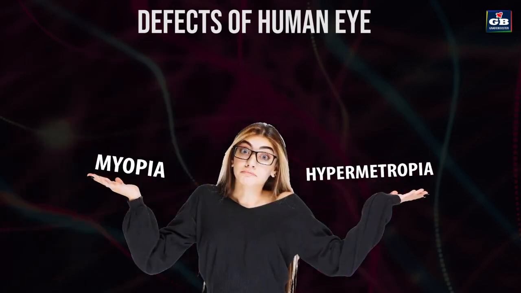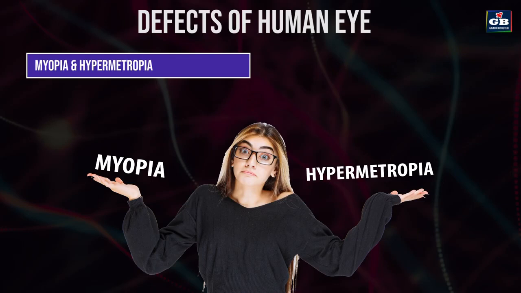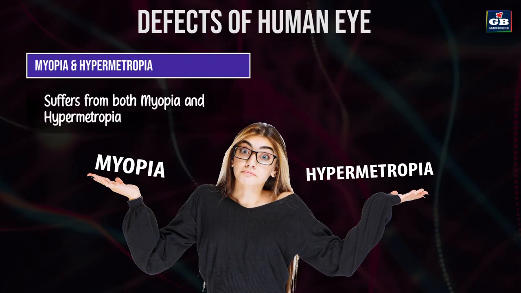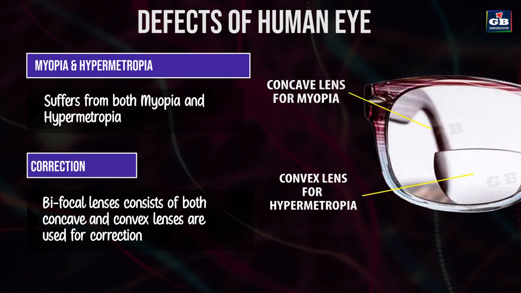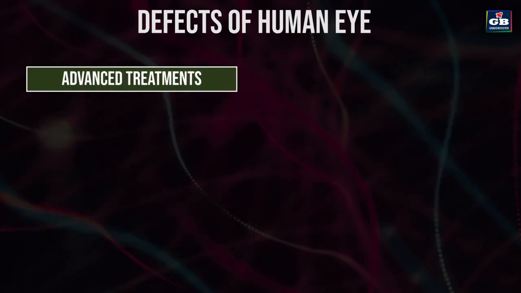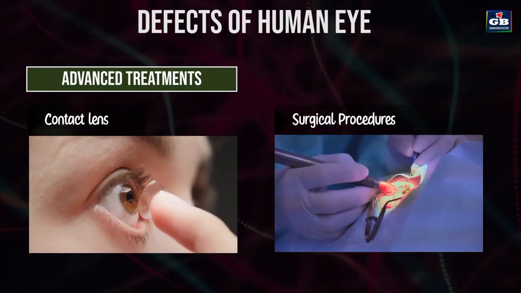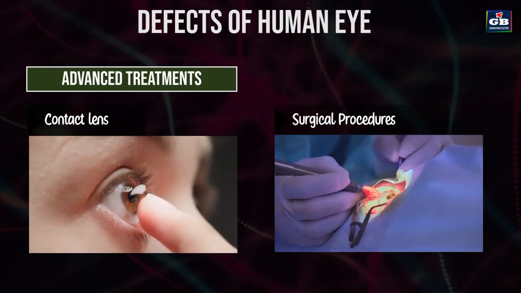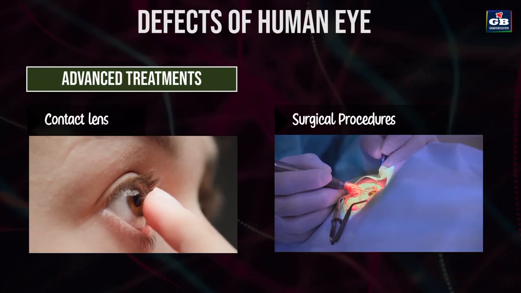In some cases, some people suffer from both myopia and hypermetropia. In such cases, bifocal lenses are needed for proper vision. A common type of bifocal lens consists of both concave and convex lenses. The upper portion consists of a concave lens, which helps in distant vision, and the lower part is a convex lens, which facilitates near vision. These days, refractive defects are corrected with contact lenses or through surgical procedures.